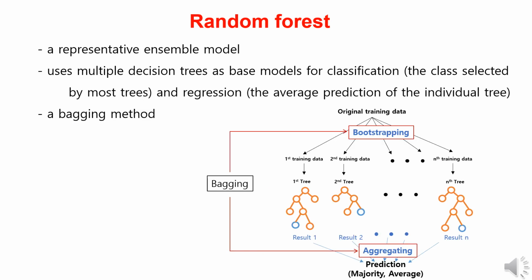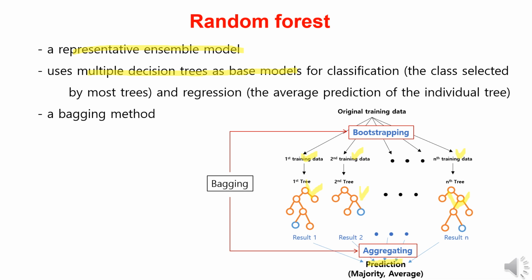Random Forest is one of the ensemble models. Random Forest uses multiple decision trees as base models. In other words, as shown here, the initial training data is divided into several subsets, and based on that, multiple decision trees are used for prediction. Then, the most frequent prediction from each decision tree model is selected as the final prediction.